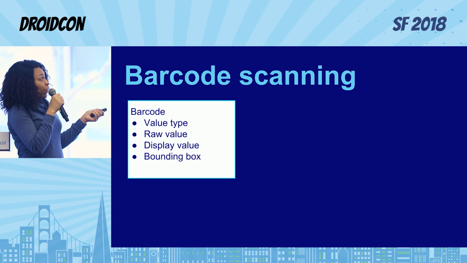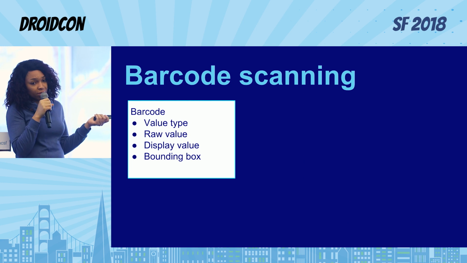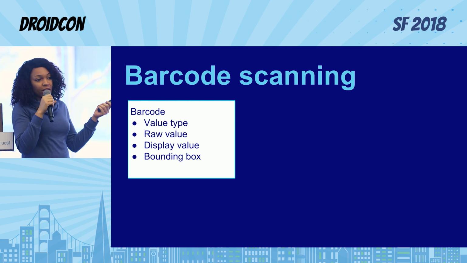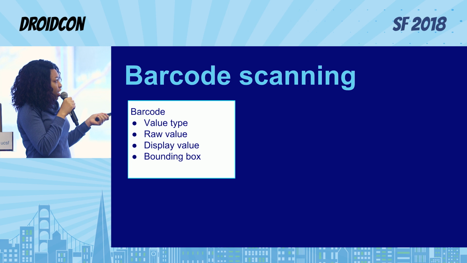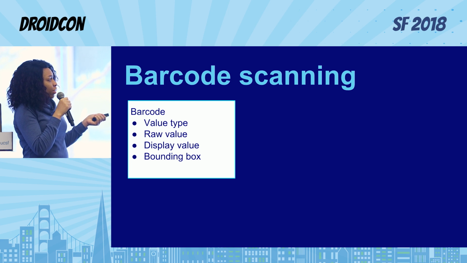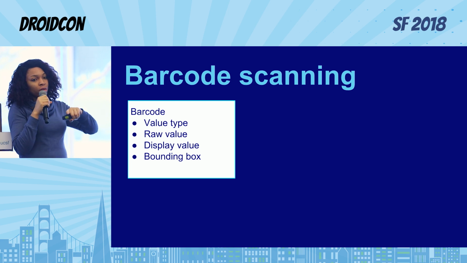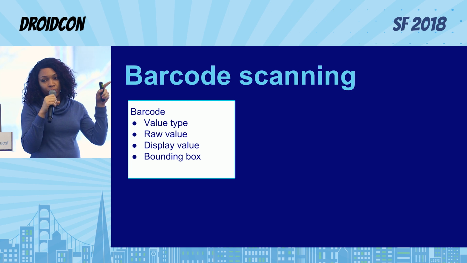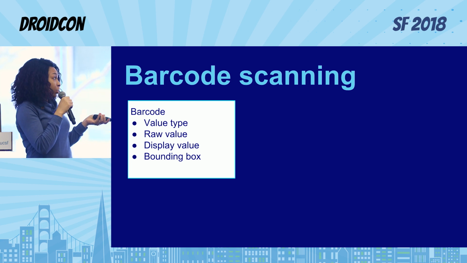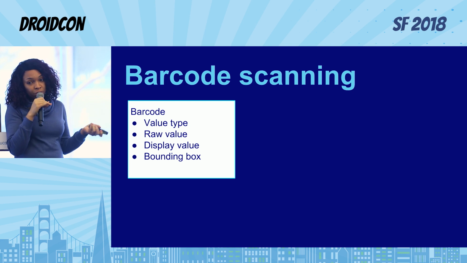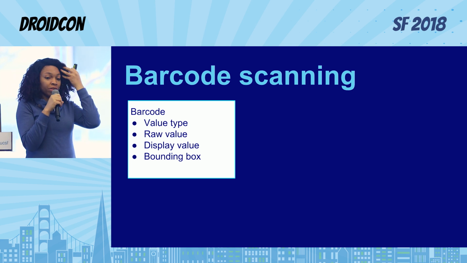You have your value type, so it's going to tell you if it's a text or if it's Wi-Fi or if it's SMS or something like that. And then you have raw value, display value, and bounding box. The bounding box is just the rectangular coordinates for where the barcode is in the image. And display value is the numbers underneath the barcode, which is pretty cool. You can have different use cases for this.